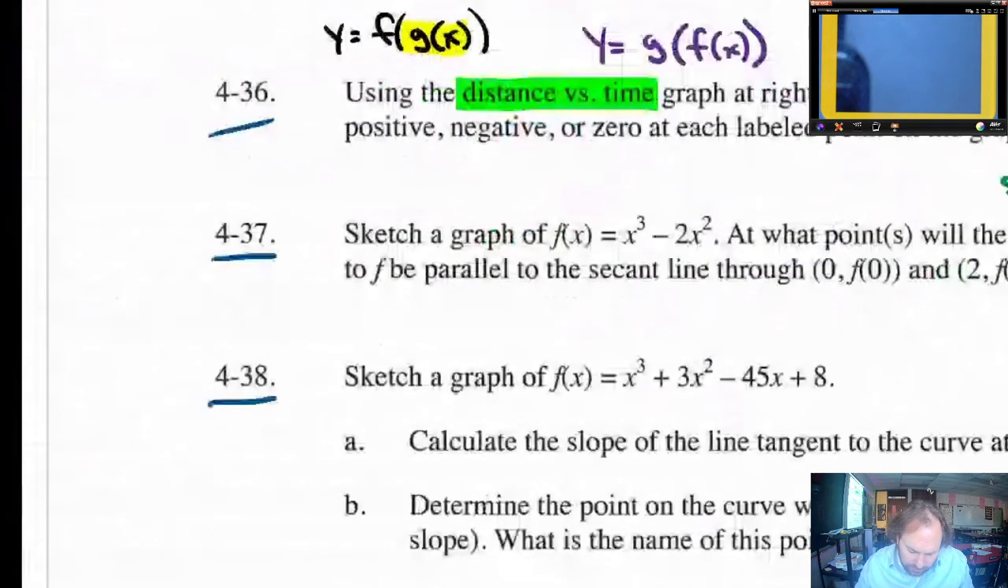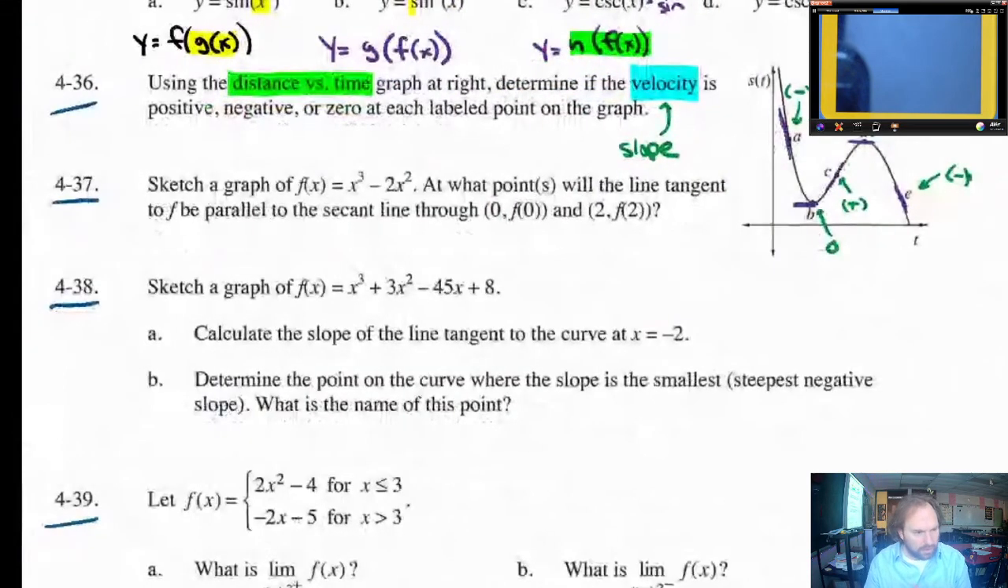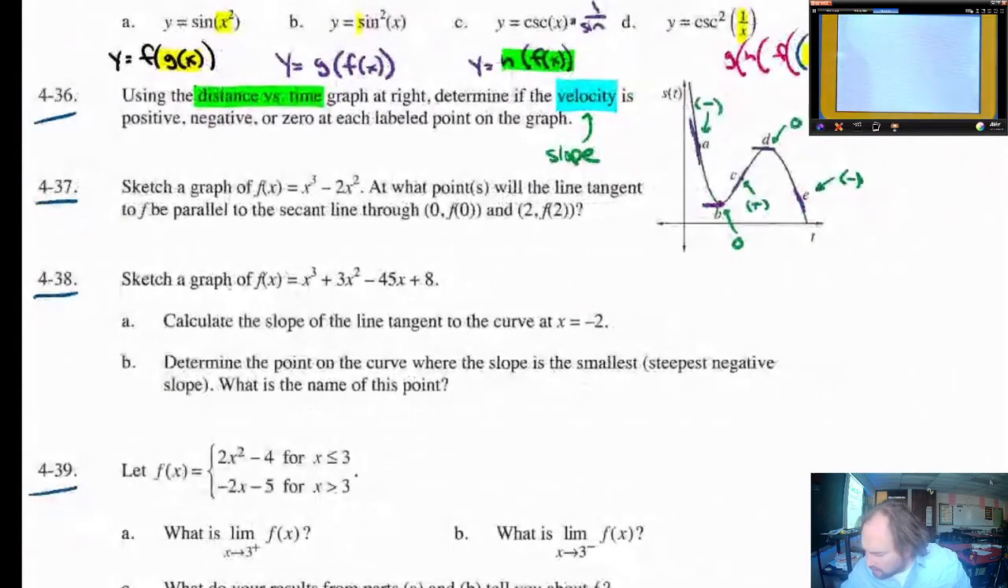437 is very similar to our adventure in 434. We're going to sketch a graph of that function. We'll do that on the calculator. And the question is, at what points will the line tangent to f be parallel to the secant line through 0, f of 0, and 2, f of 2? So really quickly, let's sketch a graph of that equation. I'm going to plug that into my calculator: x to the third minus 2x squared. I'm going to push the graph button. We're just going to take a look at what that looks like here.